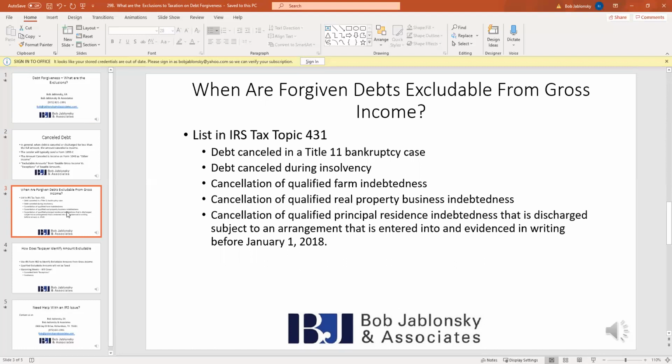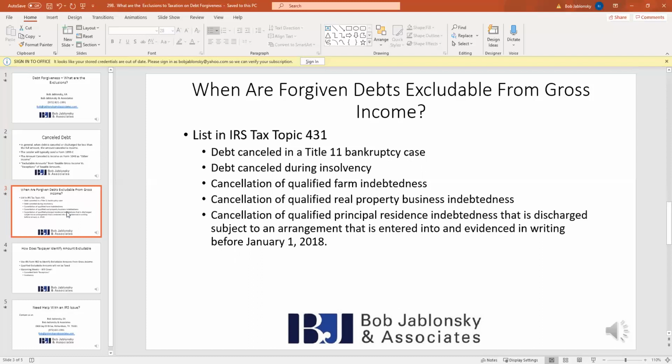Debt that's canceled during insolvency, that's a little more complicated, and we're going to cover an overview of that in 2 weeks. Cancellation of qualified farm indebtedness is excludable. Cancellation of qualified real property business indebtedness is excludable. And then before January 1st, 2018, this was a popular one.